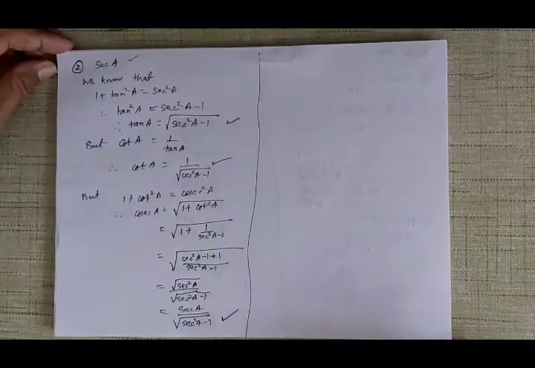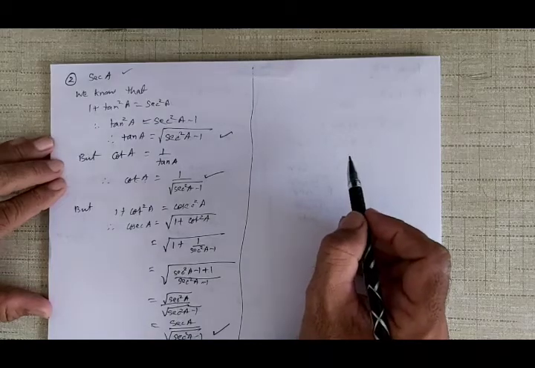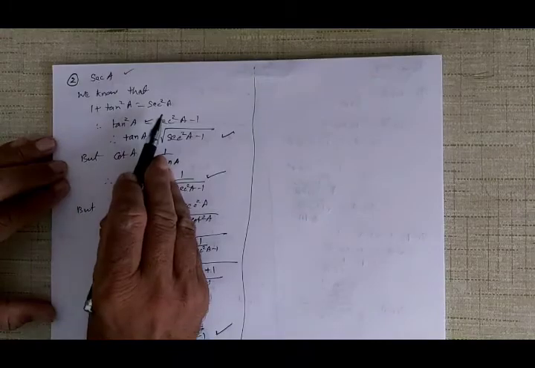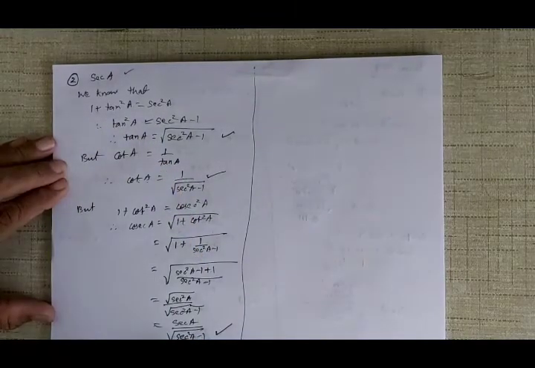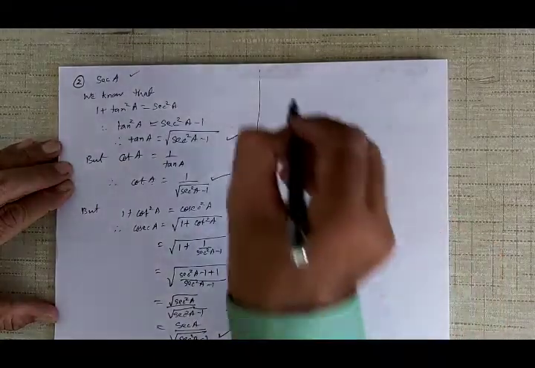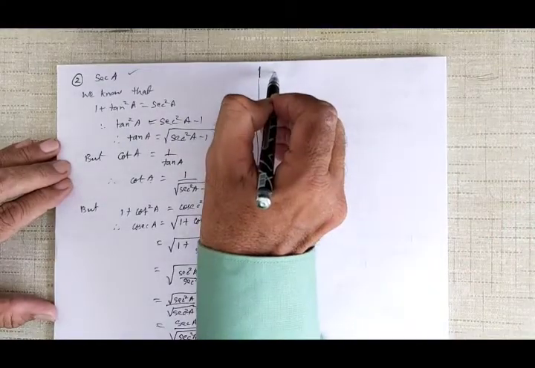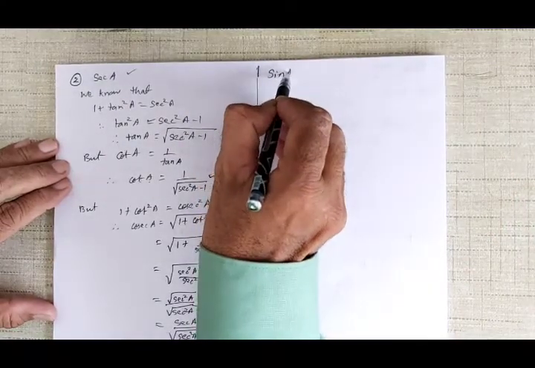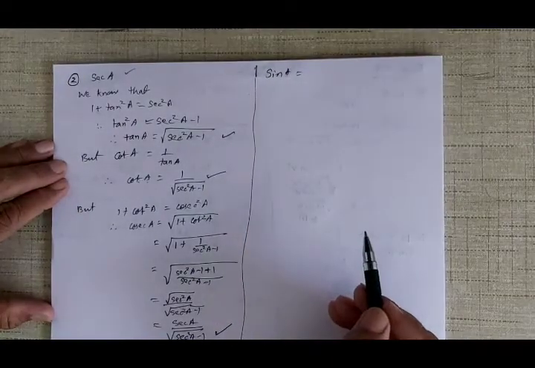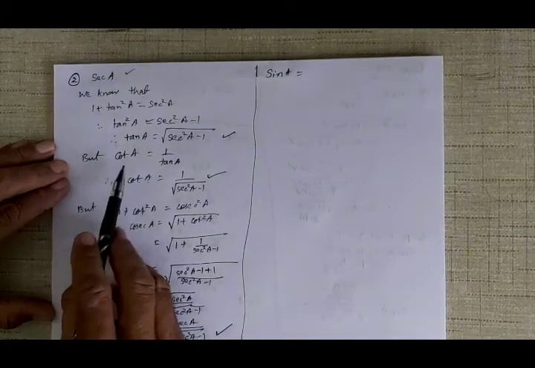Now let us see if I can get sin and cos. We know that sec theta is the reciprocal of cos theta. But we don't know about cos theta. But we know that 1 plus tan square A is sec square A. Cosec is the reciprocal of sin. So if I want sin A in terms of sec A, sin A is square root of 1 minus cos square A. Cos is the reciprocal of sec.